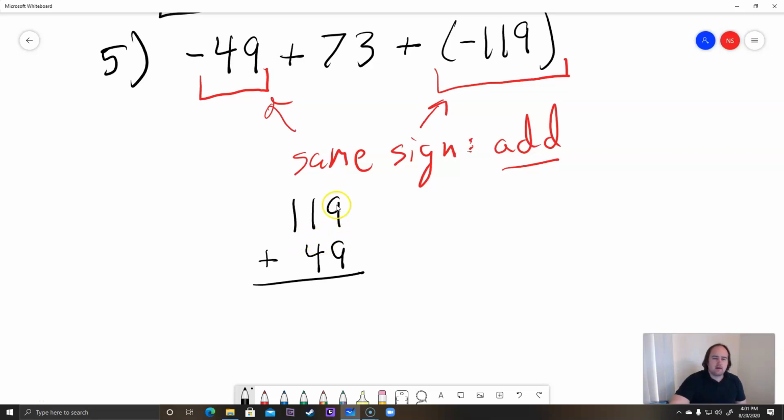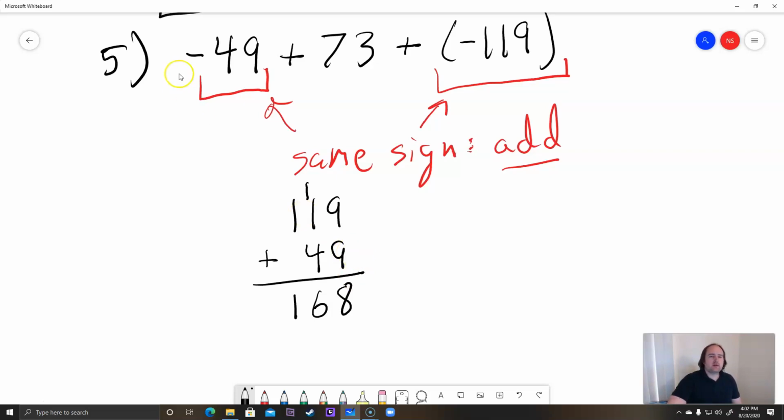So we've got 9 plus 9 is 18, right here. Then I carry the 1, and then 1 plus 1 is 2, plus 4 is 6. And then for the hundreds, we have 1 plus 0 is 1. So you get 168.